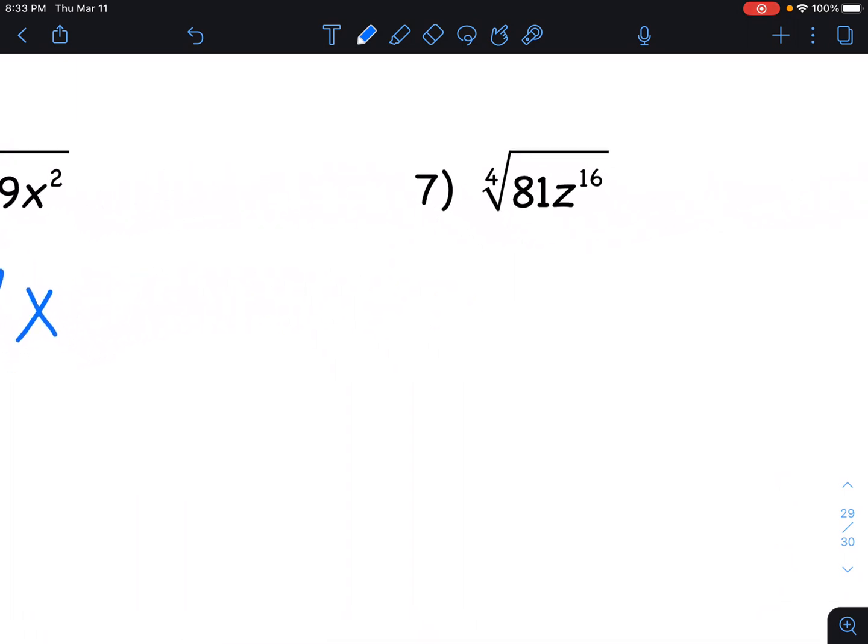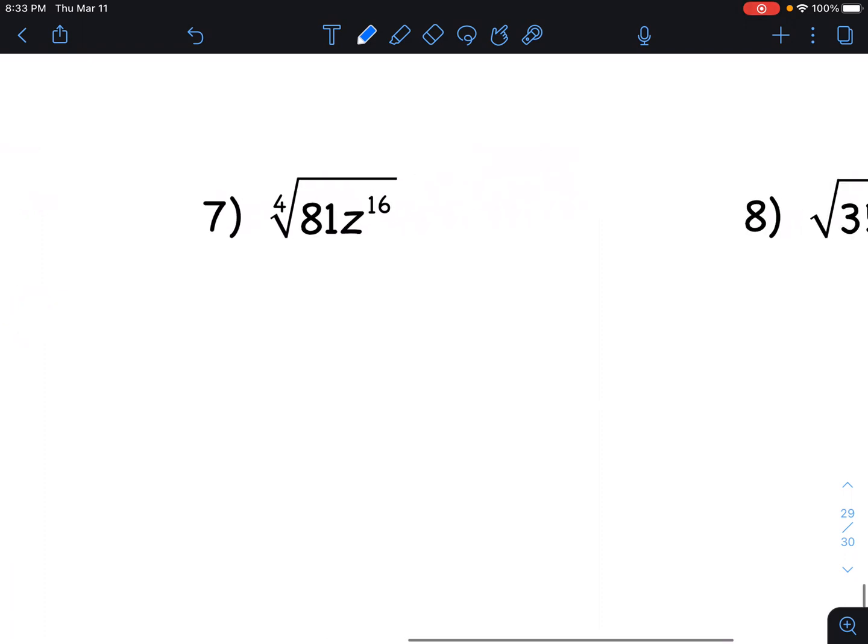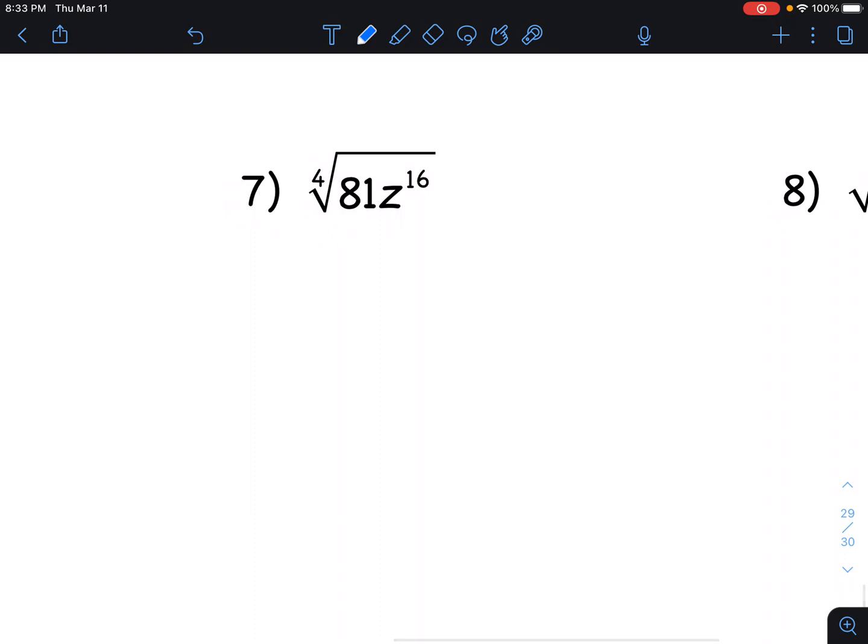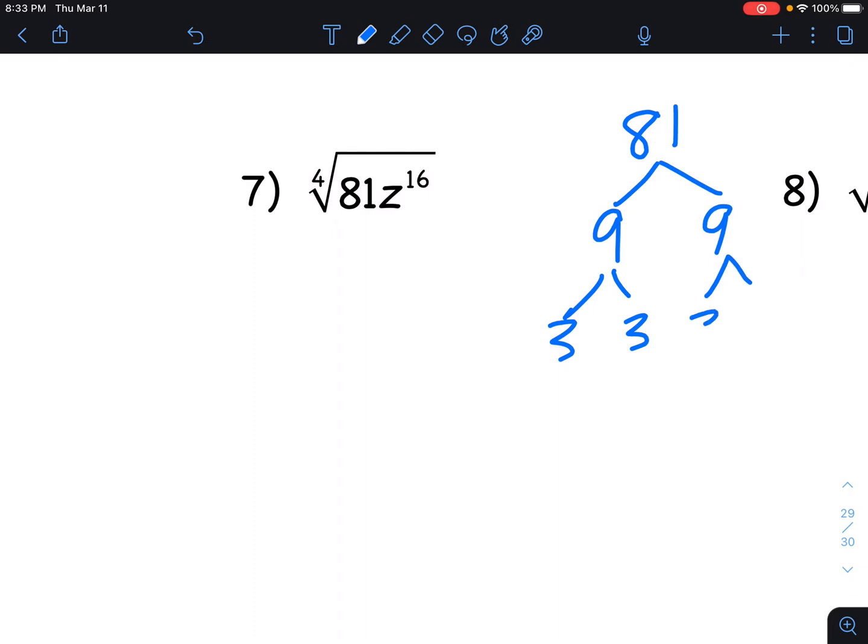Number 7 is fourth root of 81. I'm going to take 81 and break it up into a factor tree and try to get a 4 of a kind for the index of 4. So 9 and 9, 3 times 3, 3 times 3. So I actually do have a 4 of a kind here. The fourth root of 81 is actually 3. 3 to the fourth power is 81.